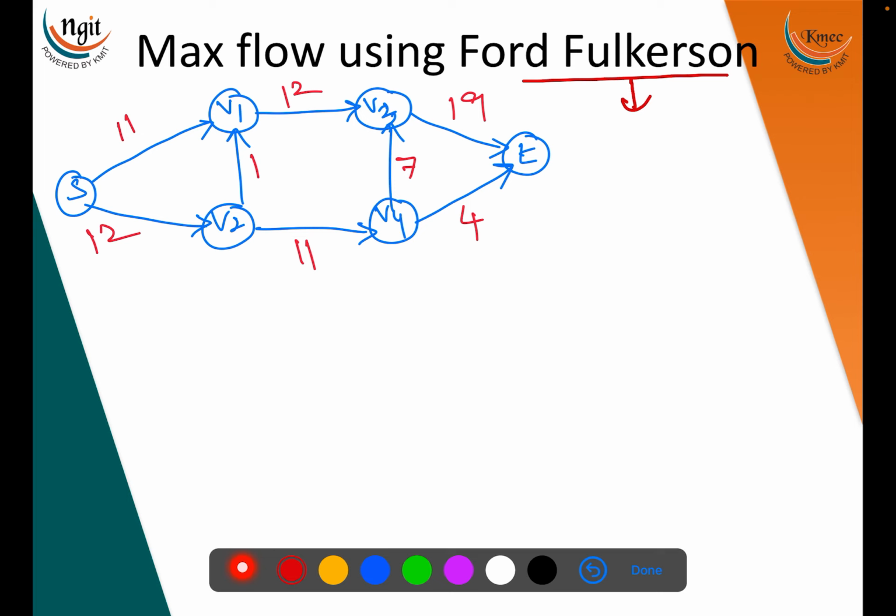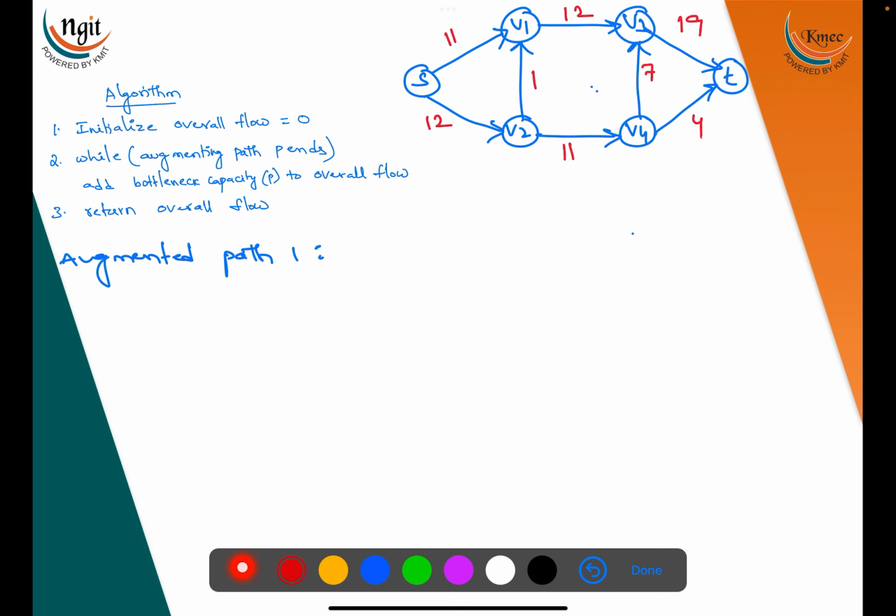Now we'll get started with the flow of the Ford-Fulkerson algorithm to solve this max flow. Now, the algorithm: we initialize the overall flow equal to 0. Then we find an augmenting path P, and we repeat this loop until it ends. For each and every path, we find the bottleneck capacity and add it to the overall flow. Overall flow is initially 0.